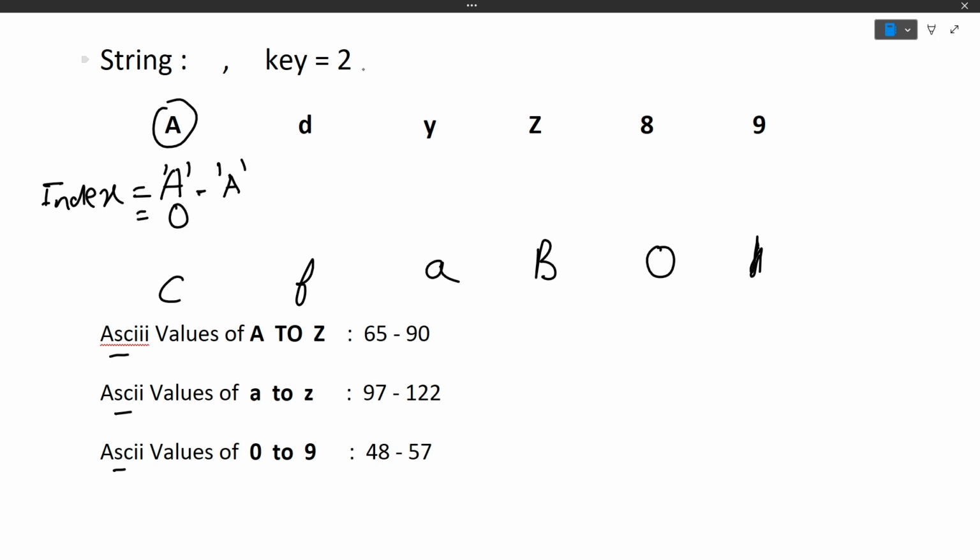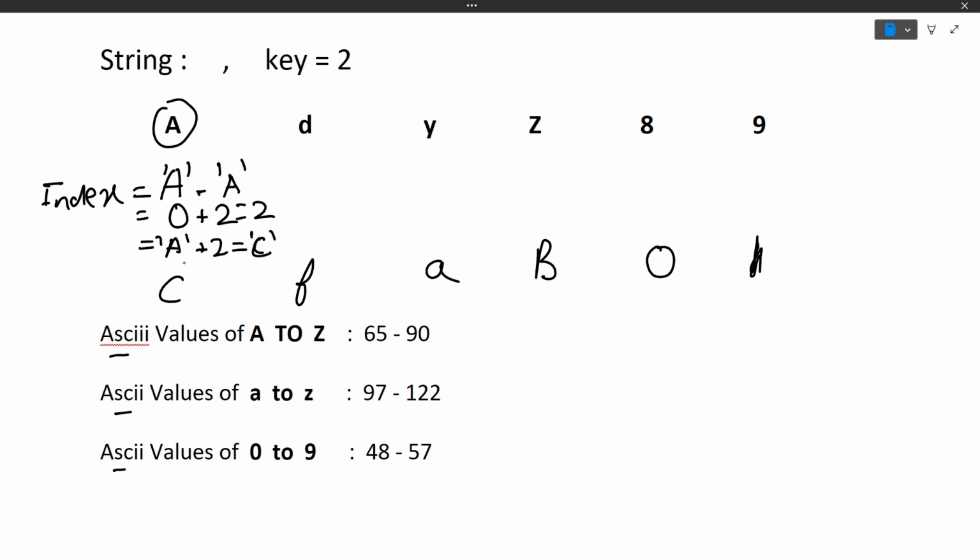Now what is our key value? The key is 2. We have got our index, so we will do 0 plus 2. 0 plus 2 will give us 2 only. Since we subtracted capital A, to find the next element we will do capital A plus 2. Capital A plus 2 will give us C, capital C.